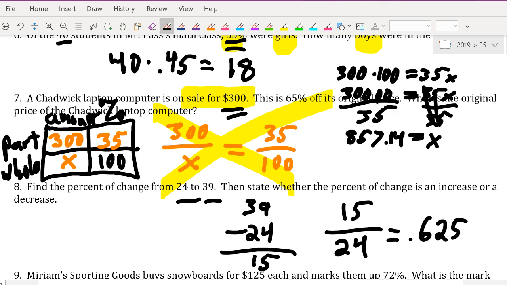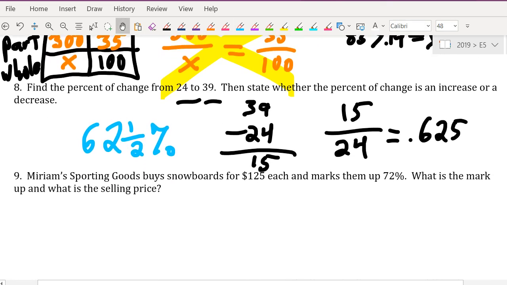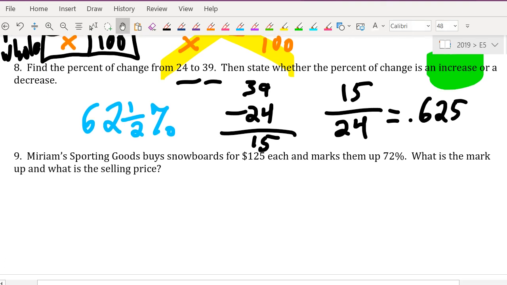0.625, which is 62.5%. Got it? Increase or decrease? I thought the percent was 7%. What is it from 24 to 39? Definitely an increase. I made it green.